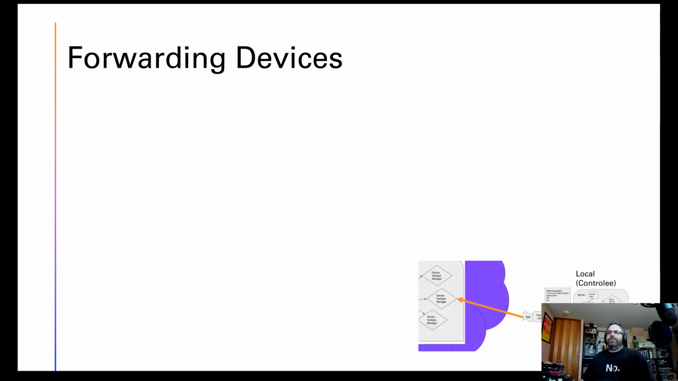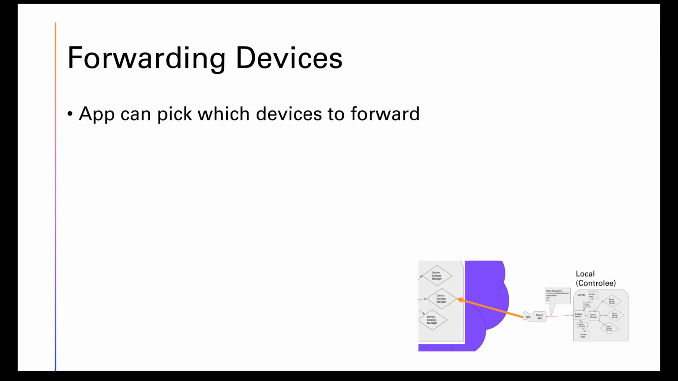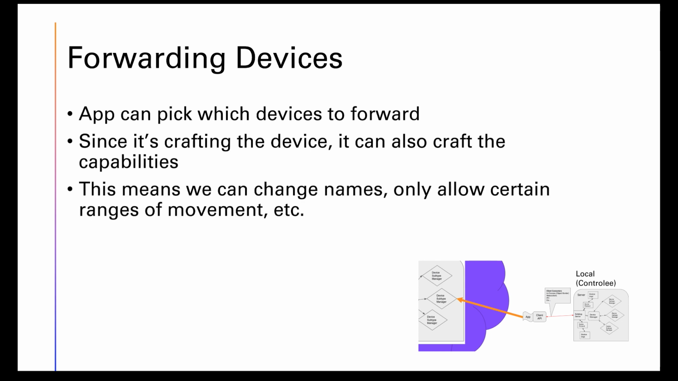Now, what does forwarding devices really mean? So you can actually pick which devices you forward, unlike Buttplug's normal model where it's just going to find every single device it knows about on your system and present it to you. You can say what you want to share. Like in the UI, when you hit share devices, that's you doing that specifically. You are saying, I just want to share this certain device. And since you're crafting a device, you can also craft the capabilities there.